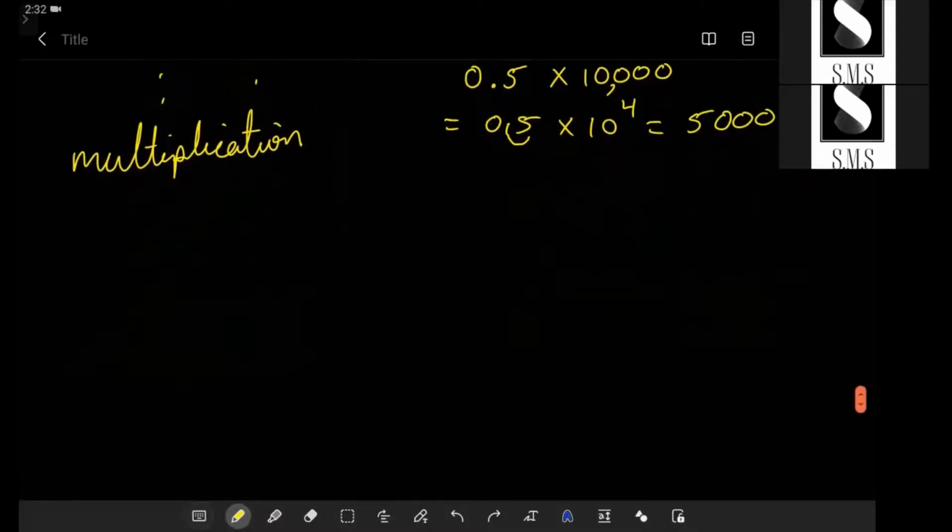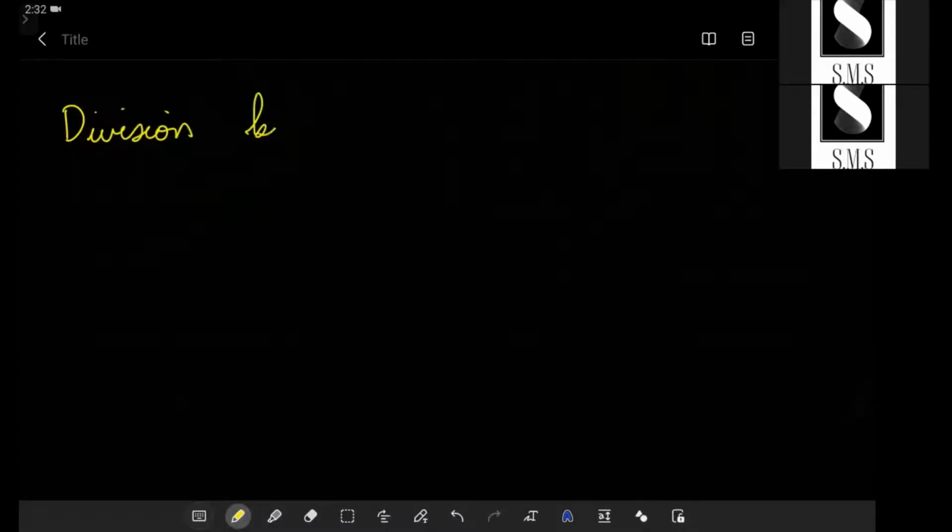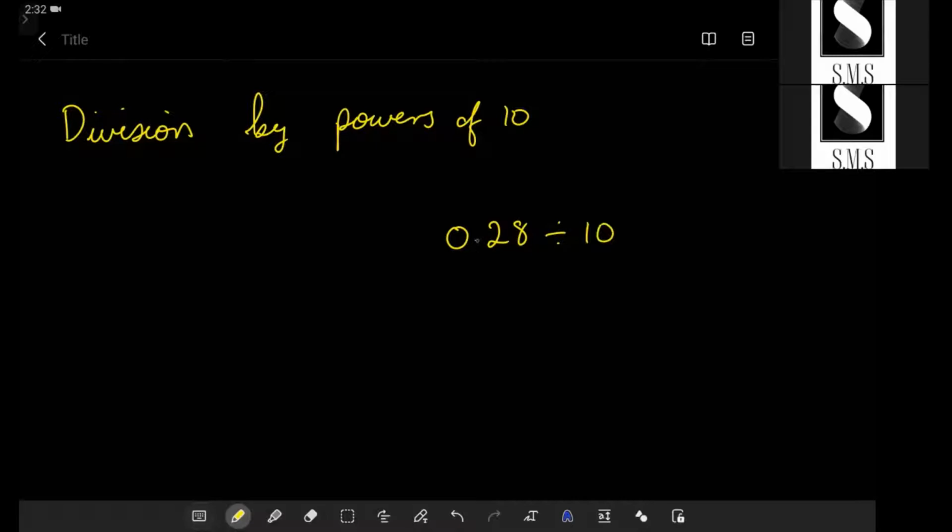Now division by tens is similar. Division by powers of 10, we just do the opposite. So instead of moving the decimal point to the right, we move it to the left. Example, 0.28 divided by 10, we move it one place this way. So this will be equal to 0.028.